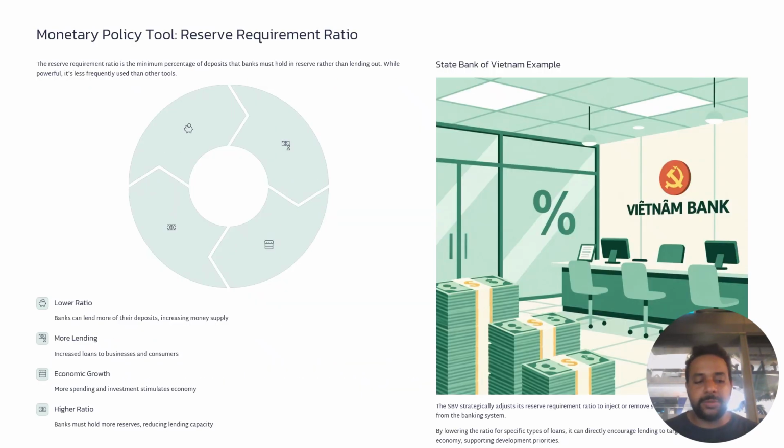And lastly, the third tool is the reserve requirement ratio. It's a deposit that banks hold in reserve rather than lending out. While it's powerful, it's a less frequently used tool, and it's based on the high or low of the ratio, affecting the lending ratio and economic growth.